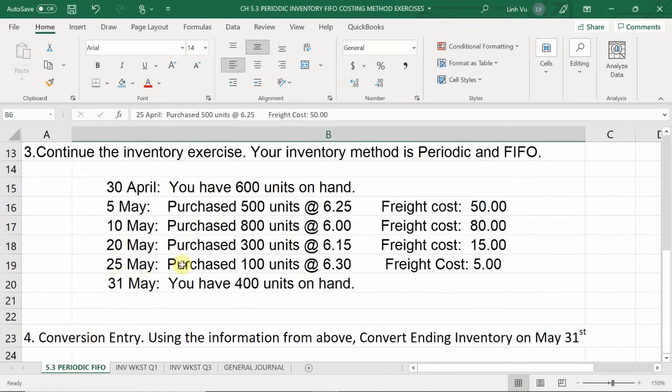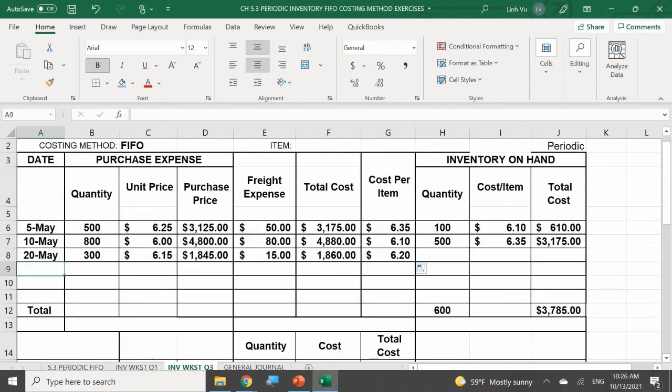Let's see what else happened here. On May 25th, we purchased 100 units at $6.30 each, with the freight costing $5. And last but not least, on May 31st, we know that this is the end of the accounting period because you have a total of 400 units left on hand. So in this case, we purchased 100 at $6.30 each with a freight of $5 on May 25th.